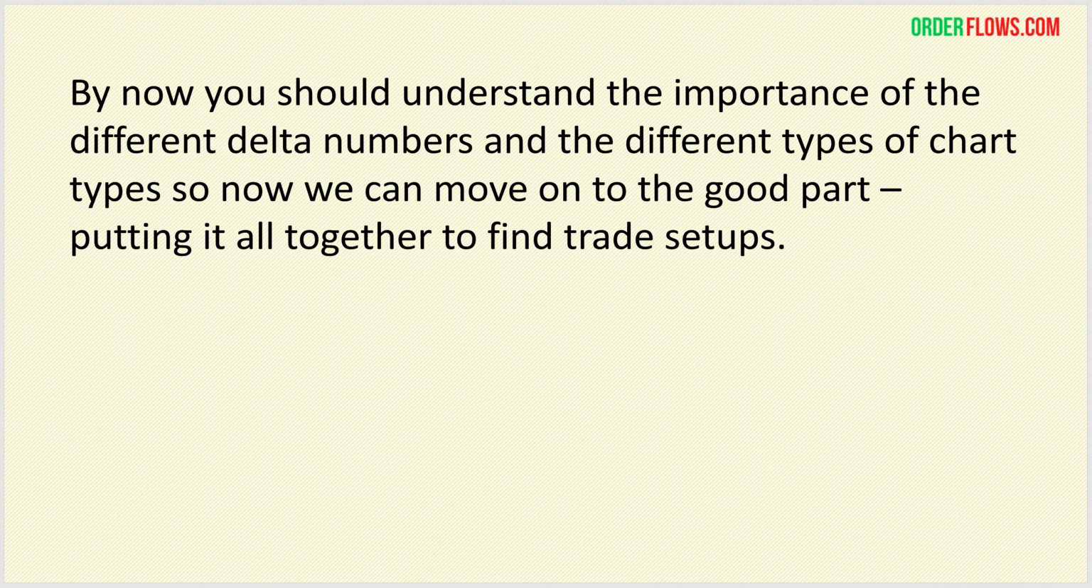All right, so with that out of the way. By now you should understand the importance of the different Delta numbers and the different types of chart types. So now we can move into the good part, putting it all together to find trade setups. You should understand the importance of just the Delta itself, the max Delta, the min Delta. You should understand the different types of charts you can look at. So once you start putting it all together, you can find trade setups.